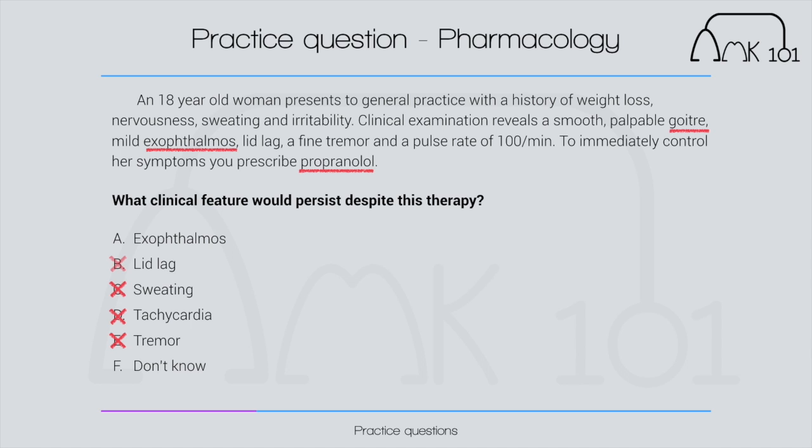with propranolol. But finally, exophthalmos, the tricky one here, this is due to the fact that the woman has an autoimmune disease, Graves' disease, where there is inflammation of the retroorbital tissues which push the eye forward. A bit more tricky, but at least you can knock out C, D, and E as classical sympathetic overactivity features.